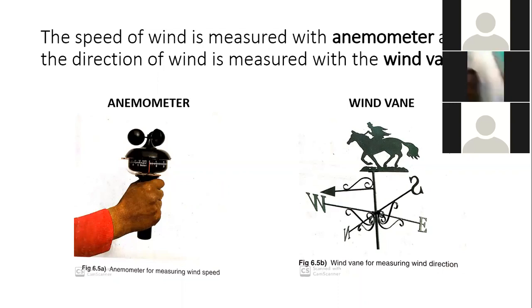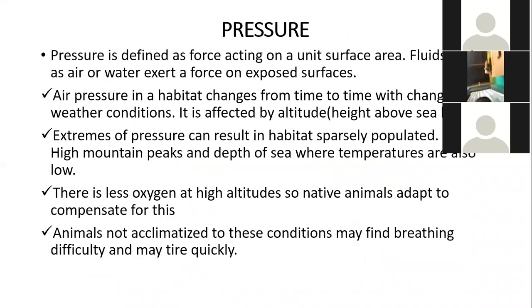Okay, I'll move on. Now the next abiotic factor is pressure. Simple definition: pressure is force by area. So pressure is defined as the force acting on the unit surface area.